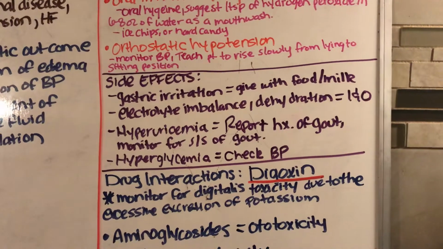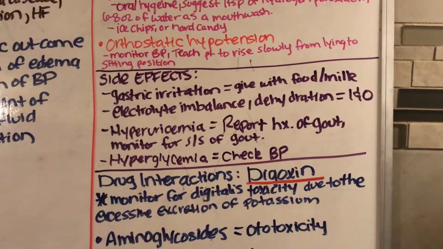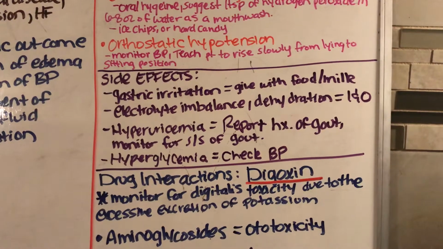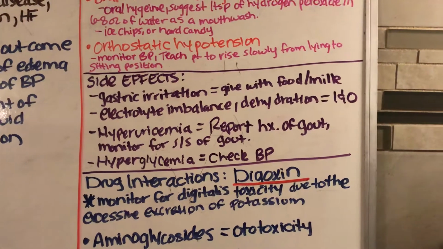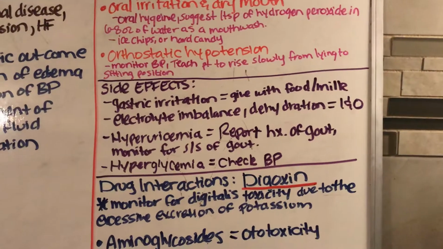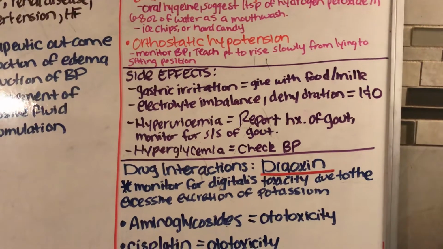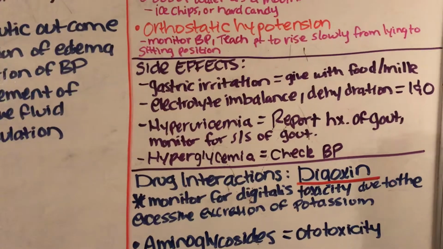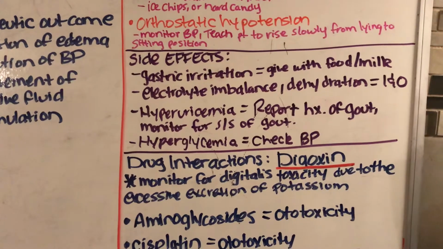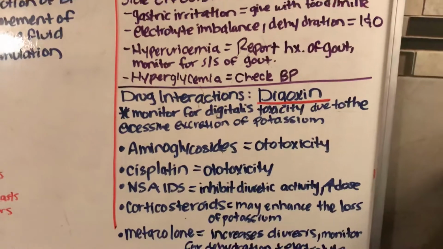Your major side effects are gastric irritation, so you can give it with food or milk, electrolyte imbalance and dehydration, so you want to monitor their I&O. You have hyperuricemia, which is that uric acid, so you want to assess for a history of gout and you want to monitor for any new signs and symptoms of gout and report that. Also hyperglycemia, so for your diabetic patients, you want to make sure you're checking their blood pressure and their blood glucose.